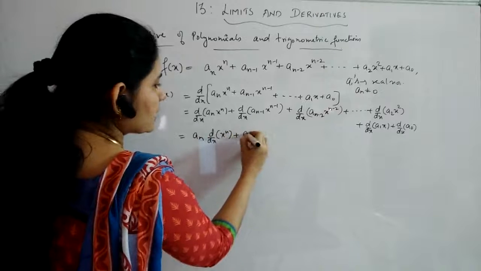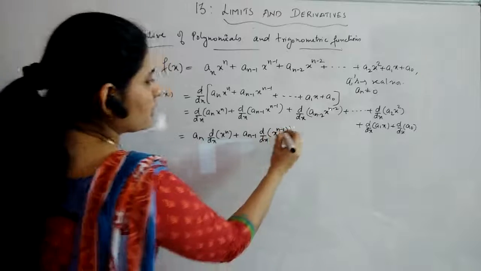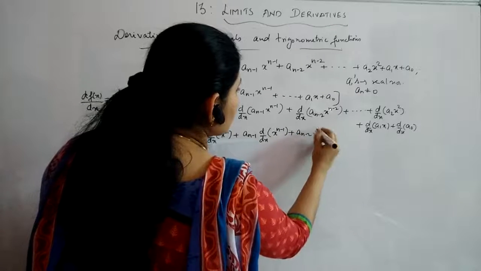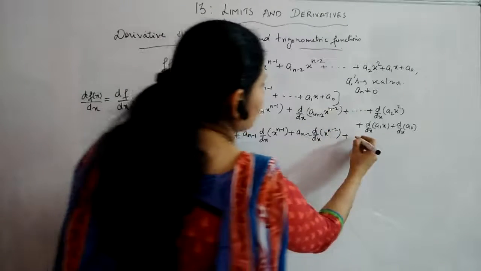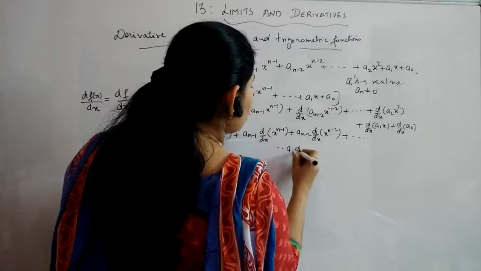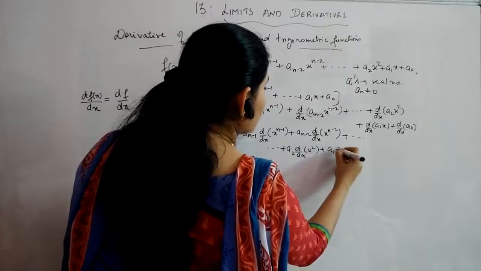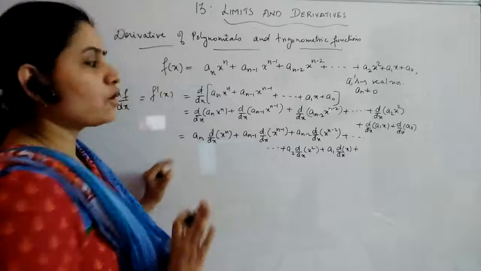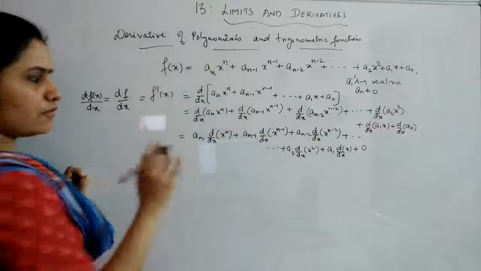Plus, again an minus 1 can be taken out. Then it becomes an minus 1 into d by dx of x raised to n minus 1, plus an minus 2 d by dx of x raised to n minus 2, plus etc. a2 can be taken out, and d by dx of x square it will become, plus a1 taken out, d by dx of x, plus d by dx of a naught. Again, derivative of a constant is 0. So here you can write 0, because already we have discussed derivative of a constant is 0.